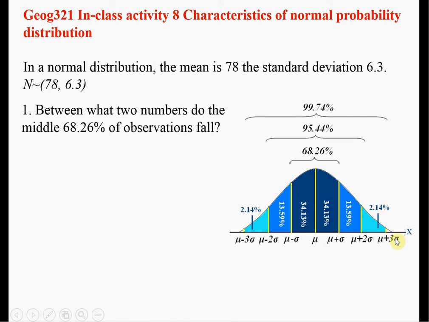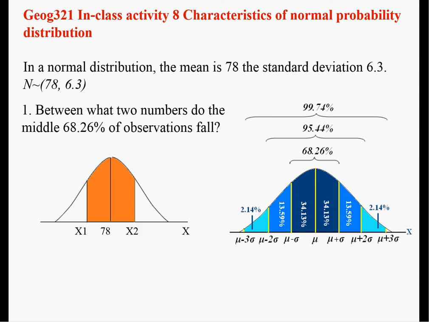So these are important characteristics that we are going to use to help us do the simple calculations in this in-class activity. Question number 1. Between what two numbers do the middle 68.26% of observations fall? Now, this is a very helpful device if you have the habit of drawing a diagram based upon what you can get from the question.